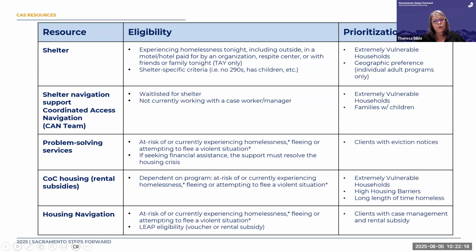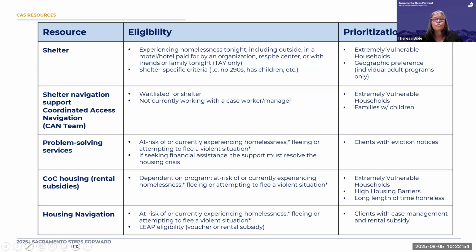Some of the shelters that we work with do have specific criteria that 211 has a list of for each shelter. Some of our shelters do not allow 290s. Some do allow children, and others don't. 211 is kept up to date on each shelter that's in the CAS system and what the specific criteria is. So we do prioritize those extremely vulnerable households.